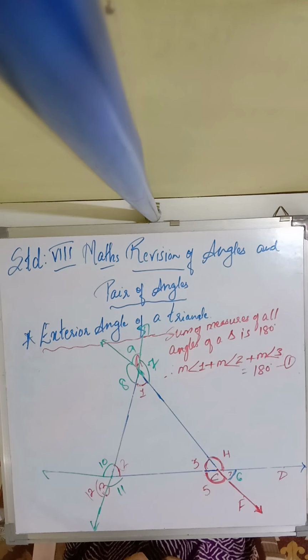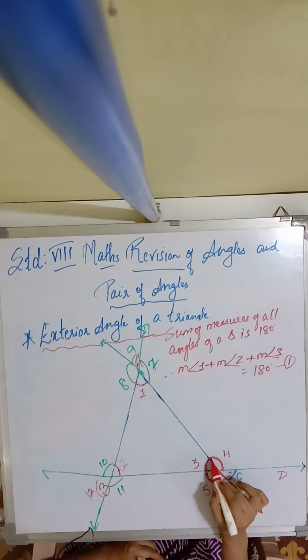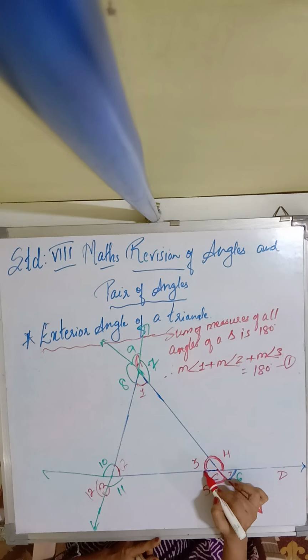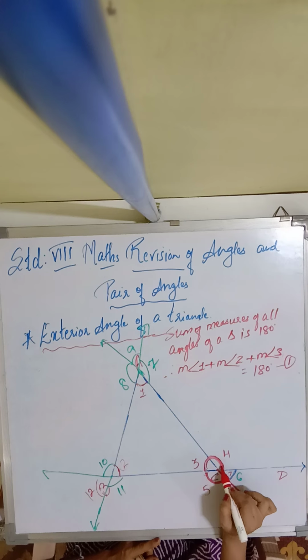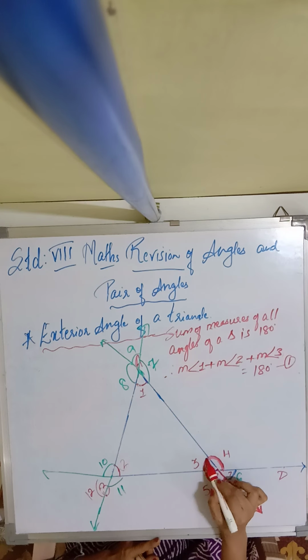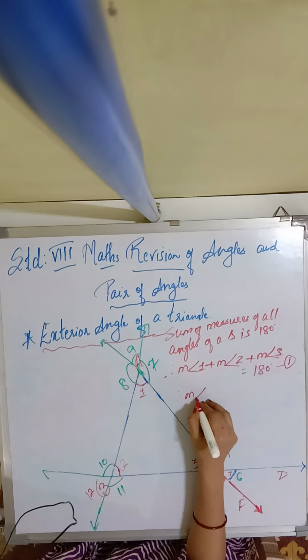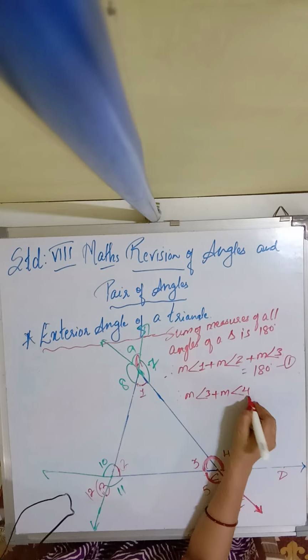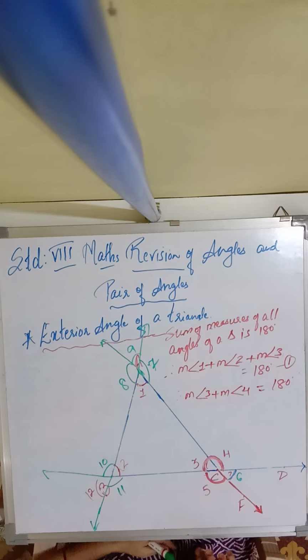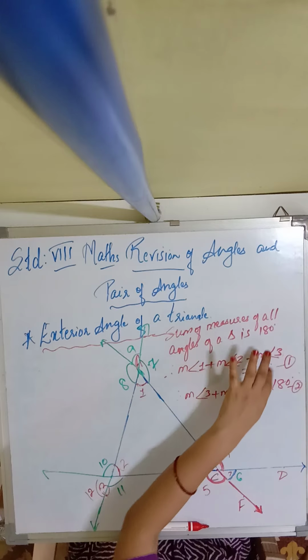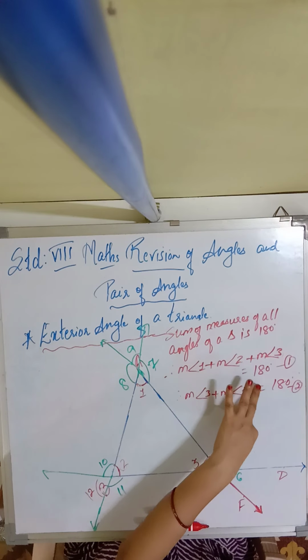Now at this vertex C, we are taking angle 4, the exterior angle, and this angle 3 is forming a linear pair. In the previous video I have explained the linear pair. So angle 3 and angle 4 form a linear pair, therefore measure angle 3 plus measure angle 4 is 180 degrees. Clear? This is equation 2. Measure angle 1 plus 2 plus 3 is 180, and measure angle 3 plus 4 is also 180.